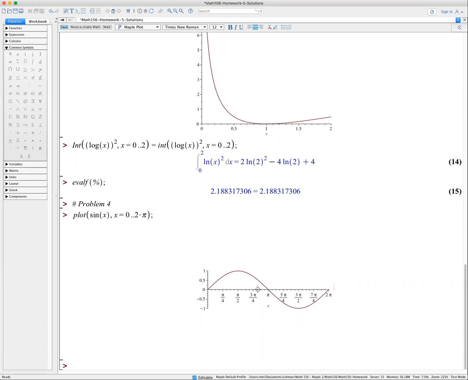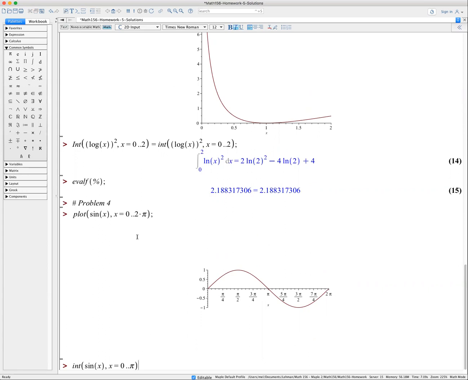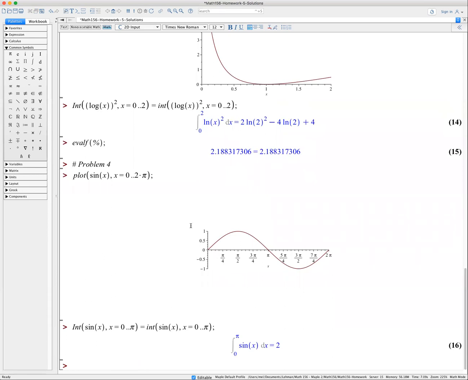What's the area under the curve from 0 to pi? So that's the integral of sine of x, x goes from 0 to pi. It's 2. The area under the curve here is 2.